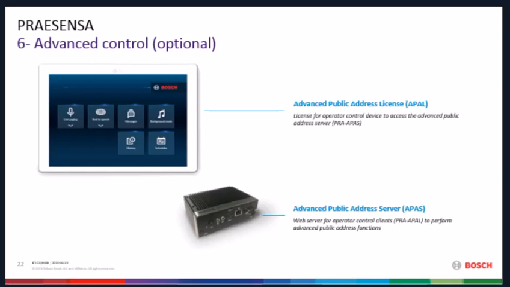Next step, next question you should ask is the advanced control. This part is optional. Of course, we are satisfying all the voice alarm functions and all PA functions with the main components. And this part gives a big flexibility and a great user interface to PRAESENSA. It is completely optional, but has a lot of features for sure. So do you want to have an advanced public address software, meaning that you have to add a license APAL and a server APAS to your offer?